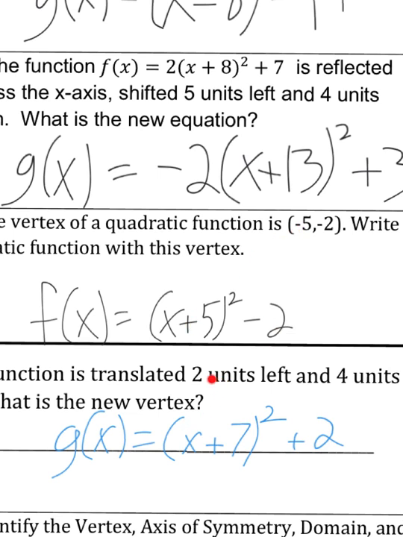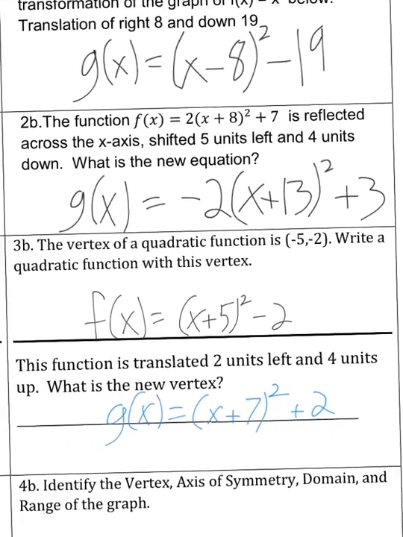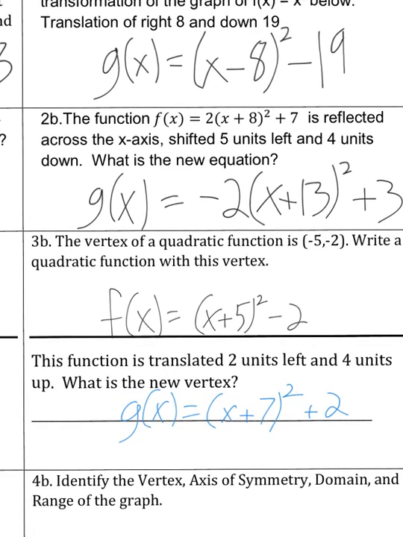Translate it 2 units left, so I'm going to add 2 to the inside, so that becomes x plus 7. And then 4 units up, so I'm going to plus 4 to negative 2, so that makes it positive 2.